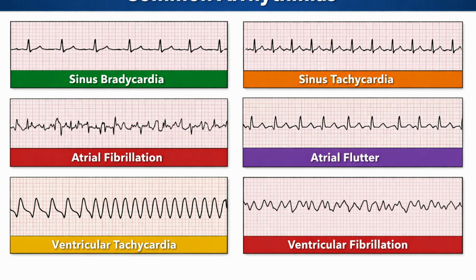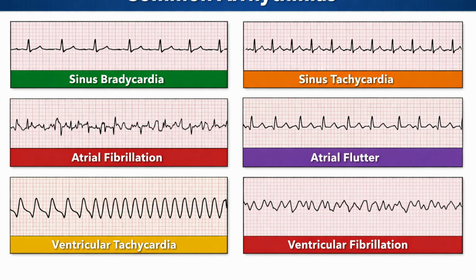3. Atrial fibrillation. Atrial fibrillation is an arrhythmia characterized by rapid, irregular electrical activity in the atria, resulting in an irregular ventricular rhythm and absence of distinct P waves on the ECG.